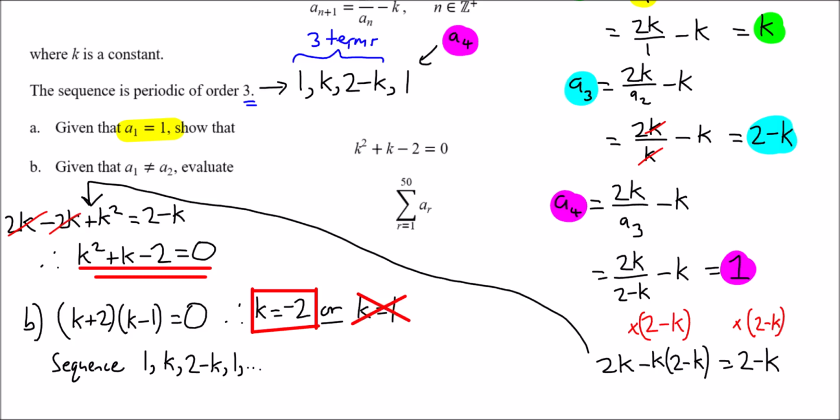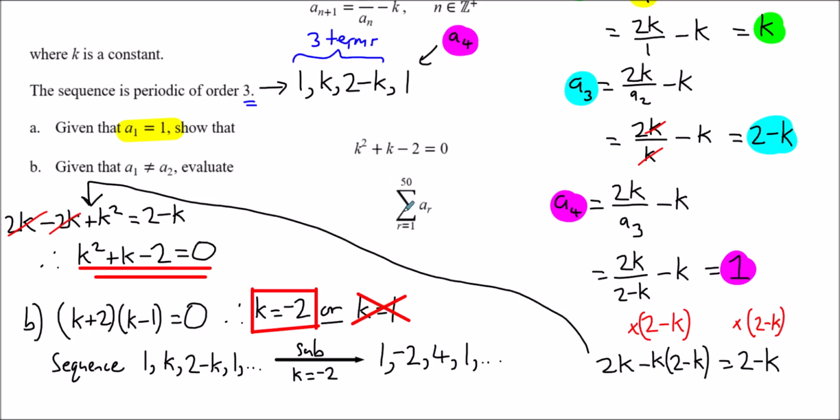We can now sub in k being equal to minus 2. So if k is minus 2, we can actually work out actual numbers, what the sequence is. So sub in that k is negative 2. First term is obviously 1. Second term k, that's going to give us minus 2. 2 minus k, 2 minus minus 2, that's going to give us 4. We'll go back to 1 again. That's going to cycle and cycle and cycle.